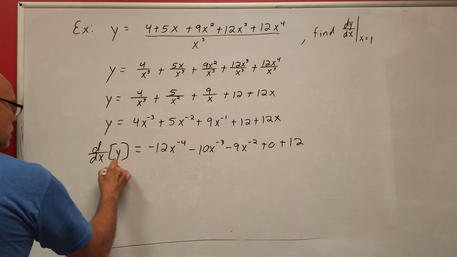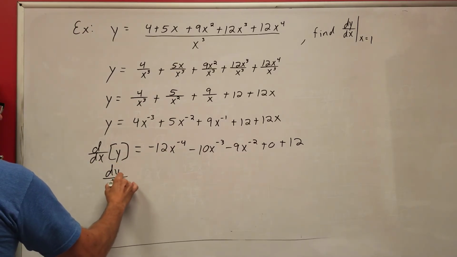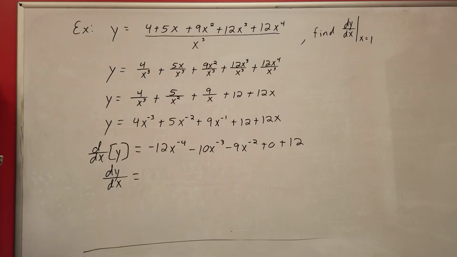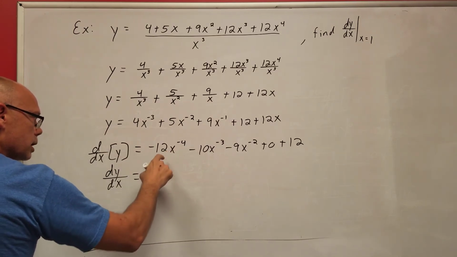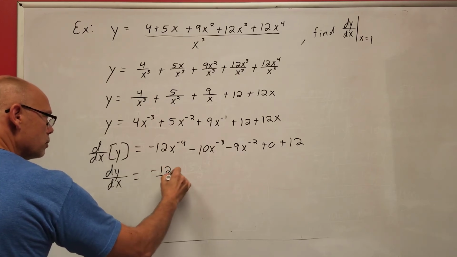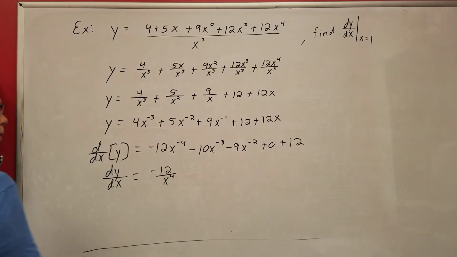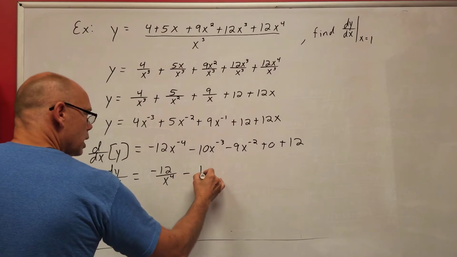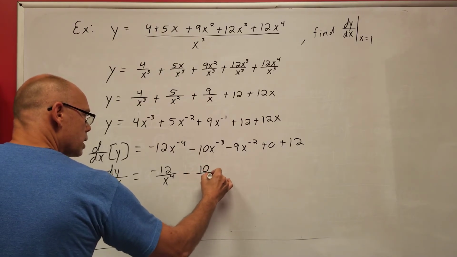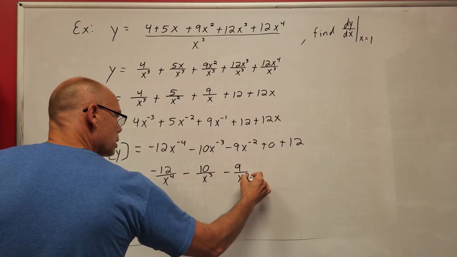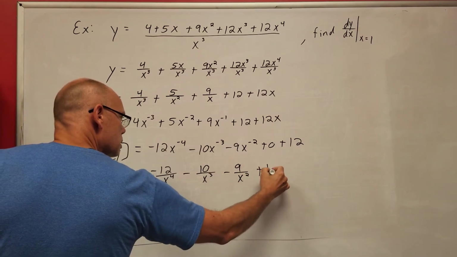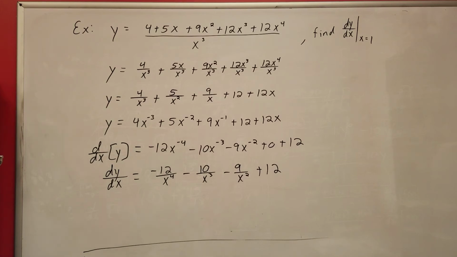All right, this I can shorthand. I can write it as dy over dx is equal to, and now let me turn these back into positive exponents. So I'm going to bring that to the bottom. I'm going to say negative 12 over x to the positive 4 minus 10x to the positive 3 minus 9 over x squared plus 12. Now I found dy over dx.